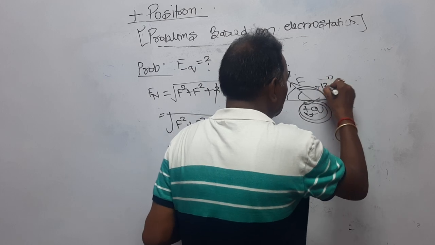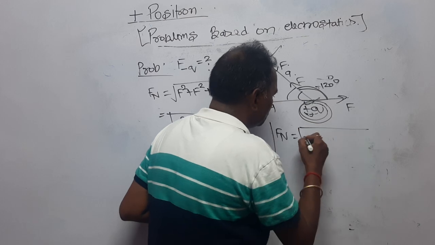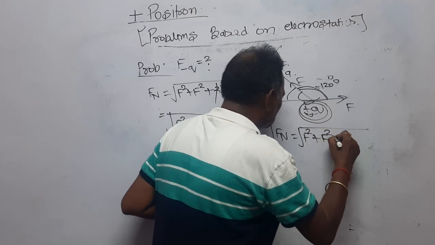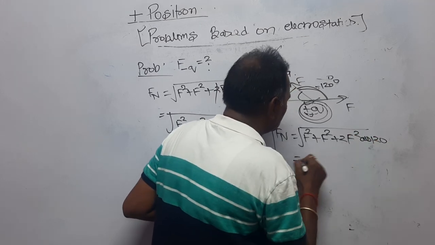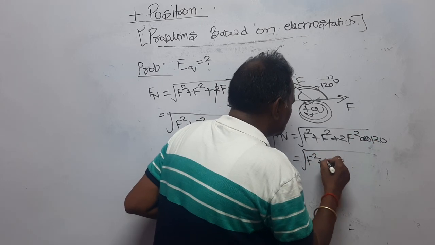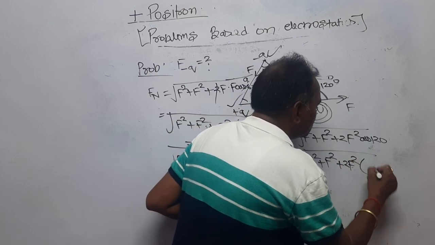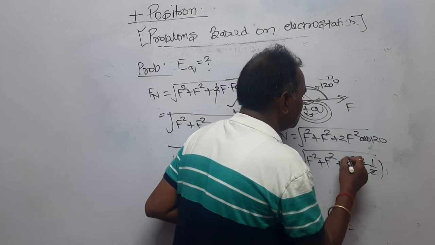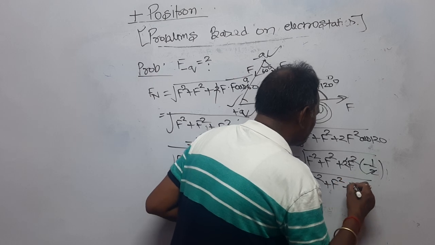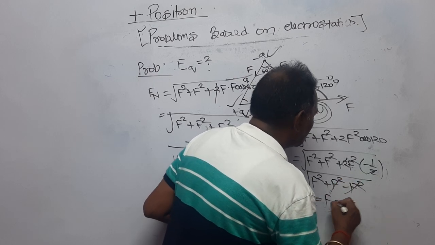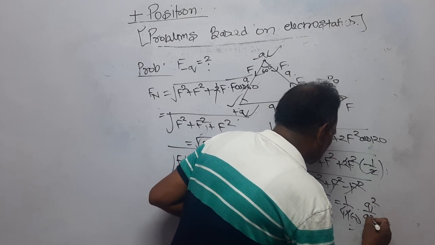This is 120 degree. Now, dear student, in this case, net force is equal to under root F square plus 2F into F square cos 120. Dear student, if you know F square plus F square, very interesting result you will get. That is 2F square, and the value of cos 120 is actually minus 1 by 2, 2 will be cancelled. So it is under root F square plus F square minus F square, this cancels, it is F, and this is equal to 1 upon 4 pi epsilon naught Q square over a square.